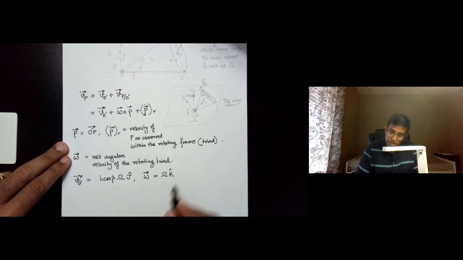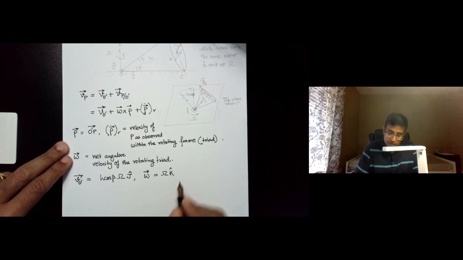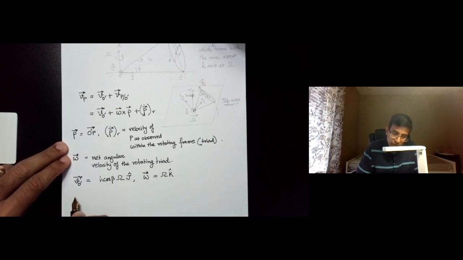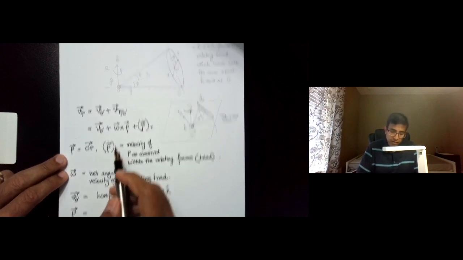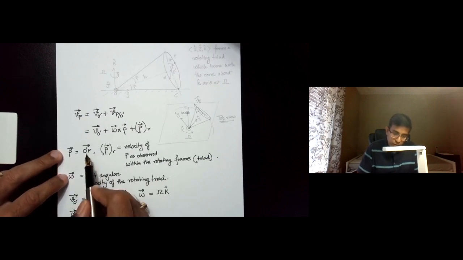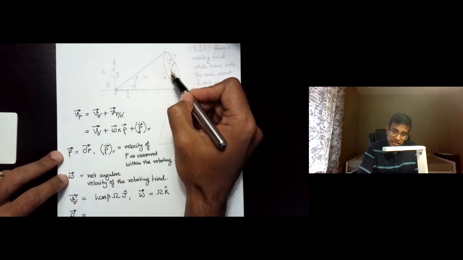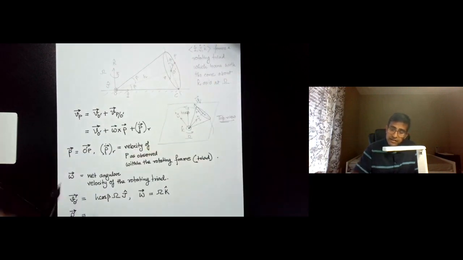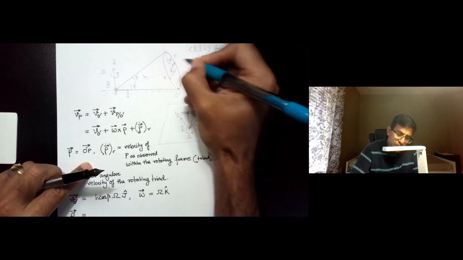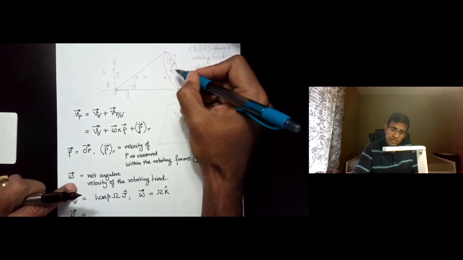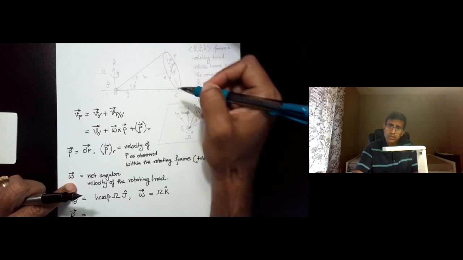Furthermore, let us figure out what rho is going to be. As we have given over here, rho is the vector going from O prime to P. So rho is essentially this vector, and it is directed from O prime towards P.